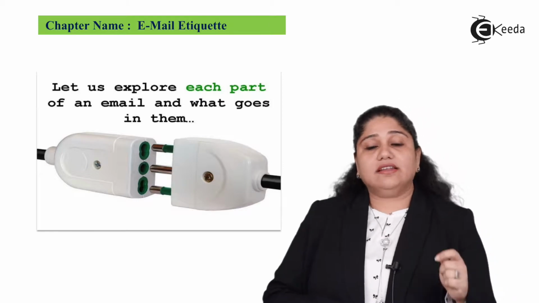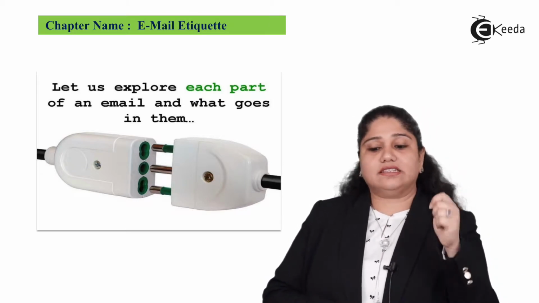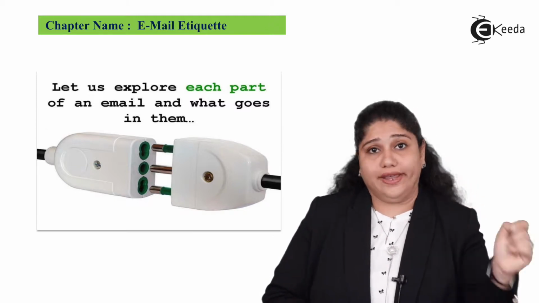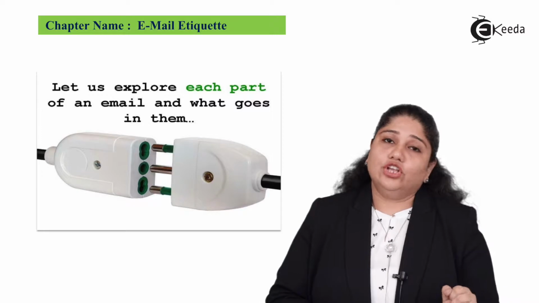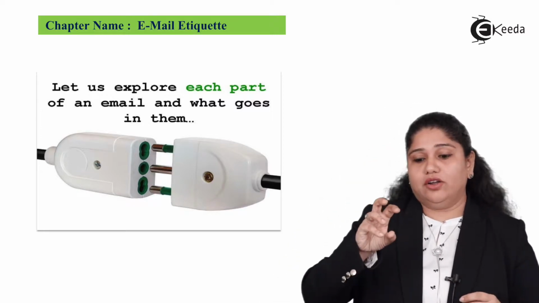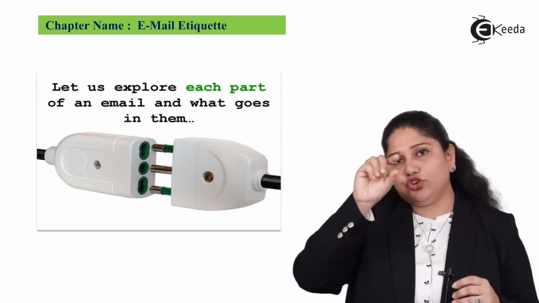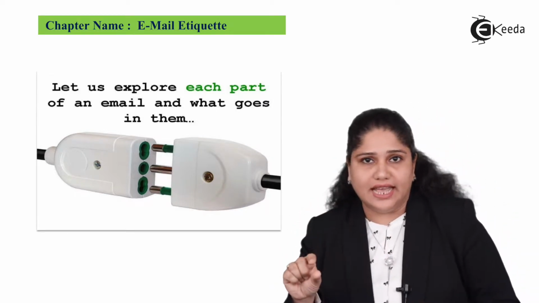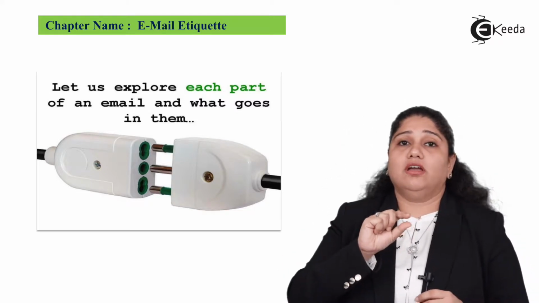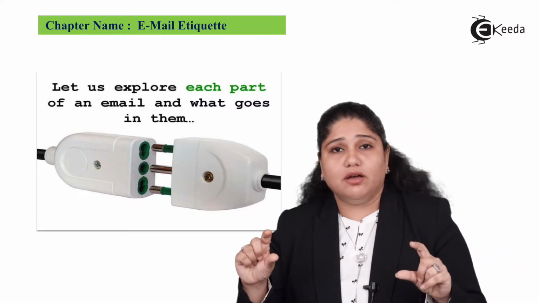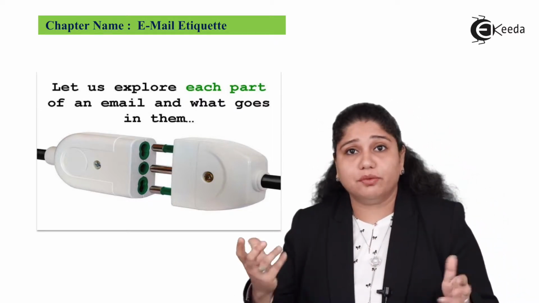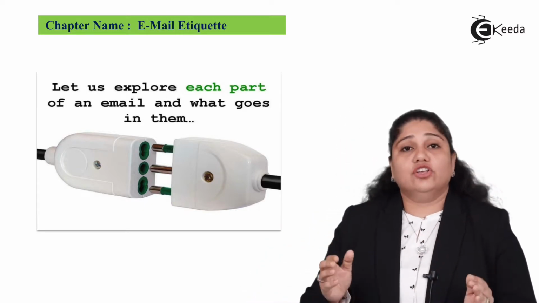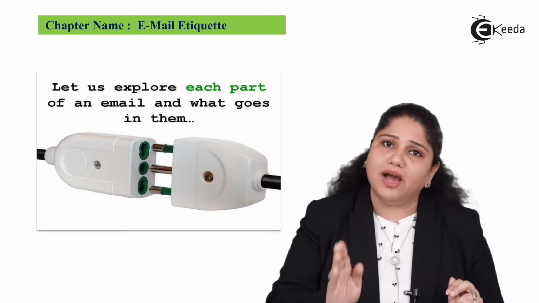Next, let us explore the next key point. Let us explore each part of an email and what goes in them. When I say each part of an email, I mean the To, the CC, the BCC, the subject line, the topic of the email, the starting point of the mail, then the paragraphs, and then the closing of the mail, anything. Let's get to know each and every part of these mails.